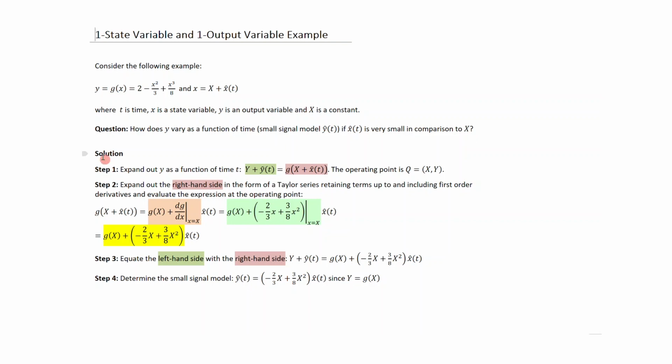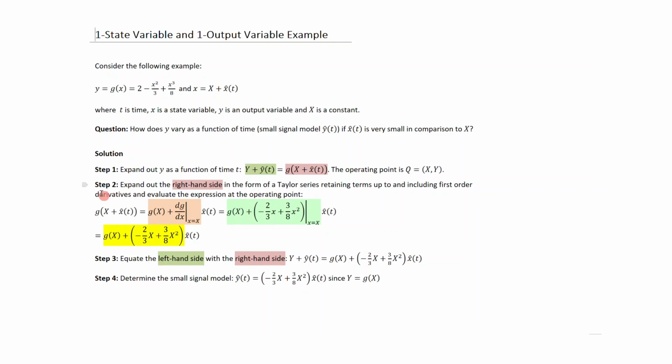The first step is to expand out y as a function of time. First of all, I say that y is the equilibrium value plus a perturbation with respect to time, and that's equal to the function g evaluated at the equilibrium point, but perturbed by a certain amount in the value of x. Again, this is a function of time, so this is a small signal x. Again, the operating point is X, Y.